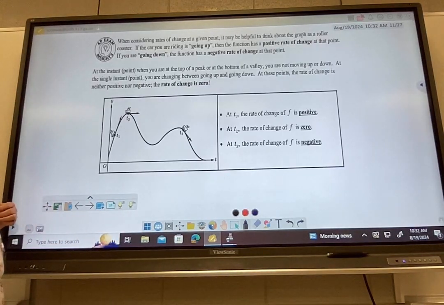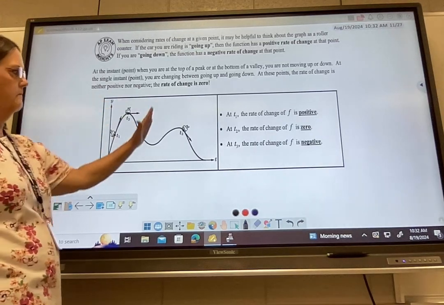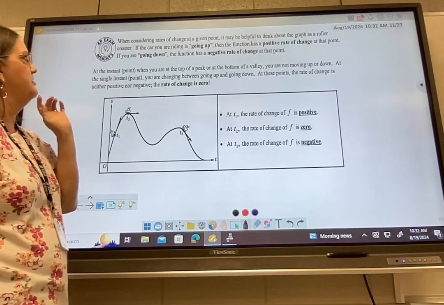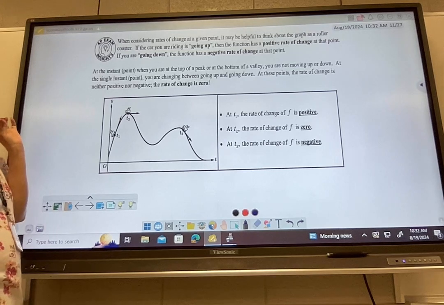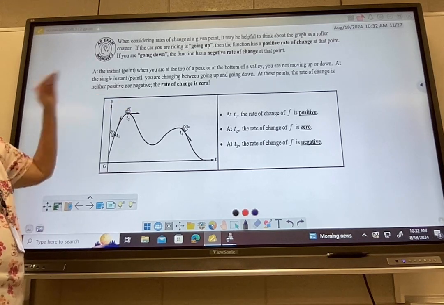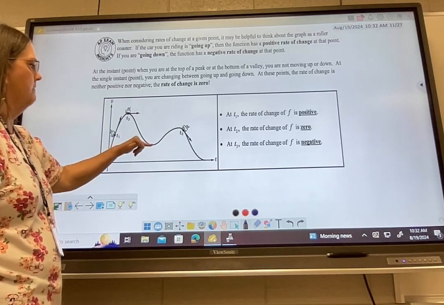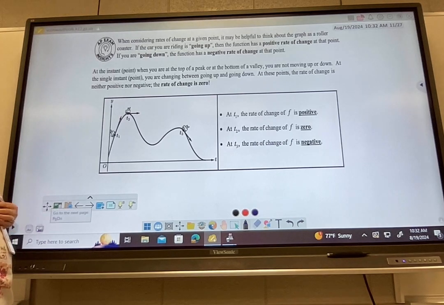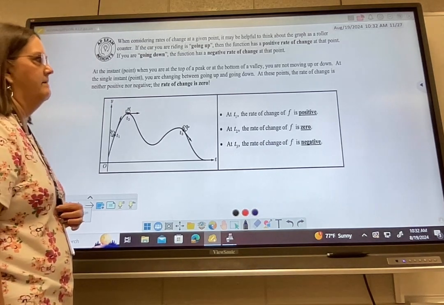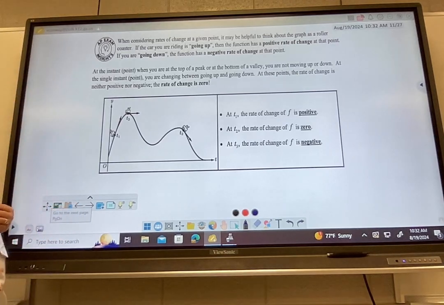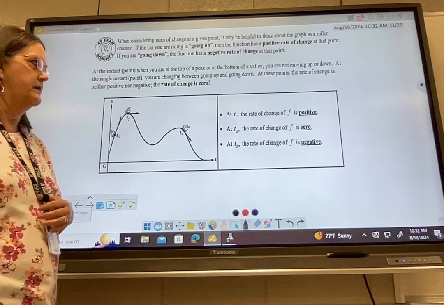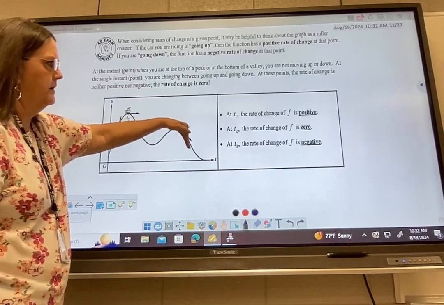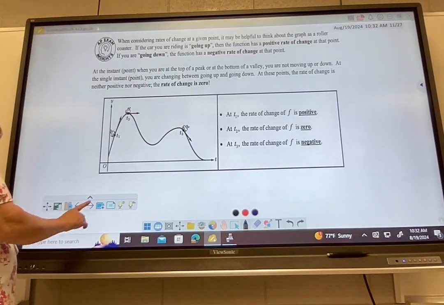All right, think about it like a roller coaster. As we go up, we have a positive rate of change, and as we go down, it has a negative rate of change. At the instant point, when you're at the top peak, or at the bottom of a valley, like right here would be the bottom of the valley, you are not moving up or down. At the single instant point, you are changing between going up and going down. At these points, the rate of change is neither positive nor negative, the rate of change is 0. So at T1, we have a positive rate of change. At T2 it is 0, and T3 is going down, so we have a negative rate of change.